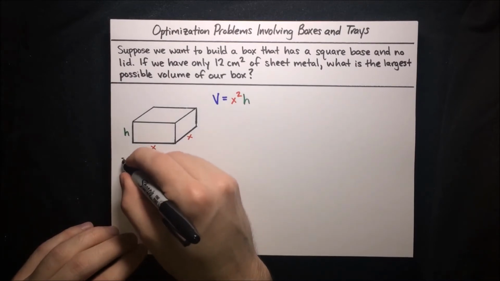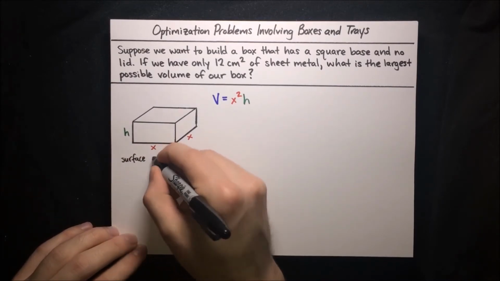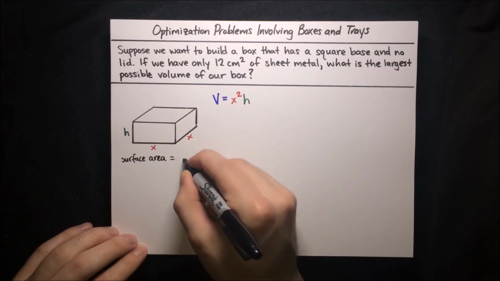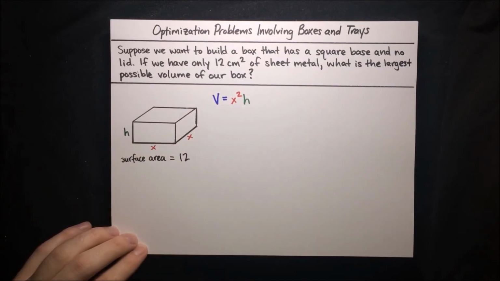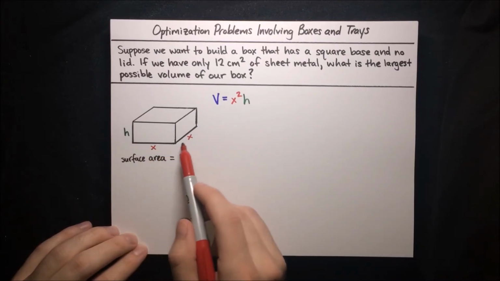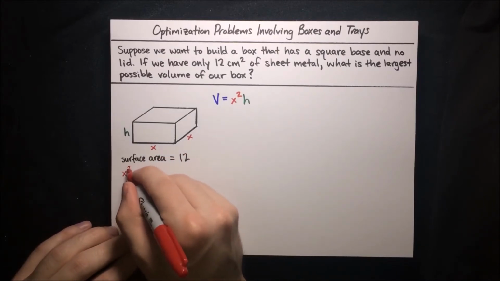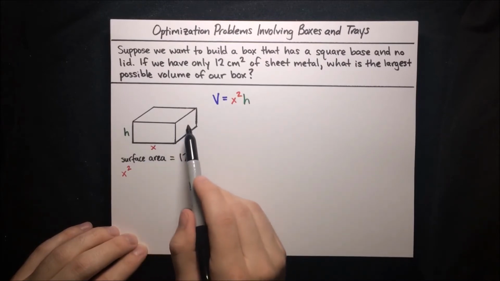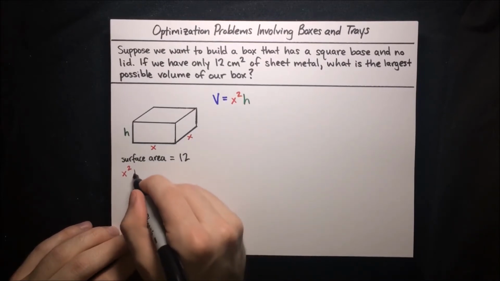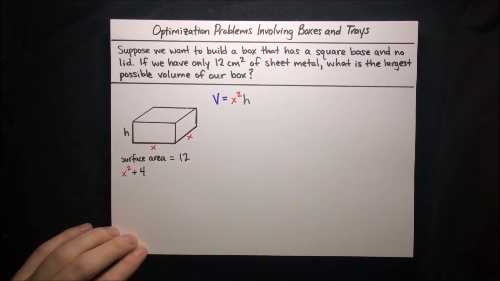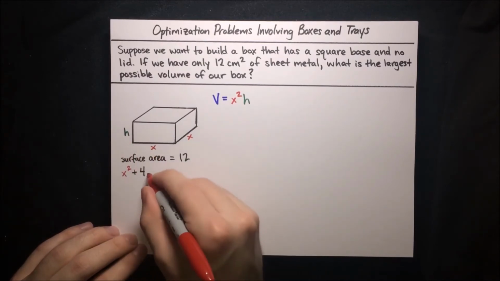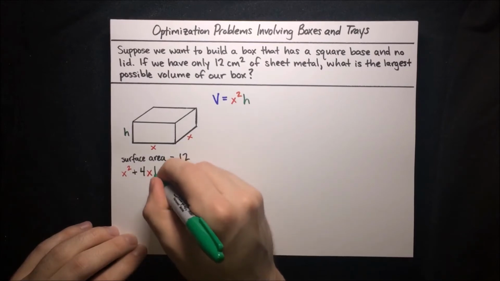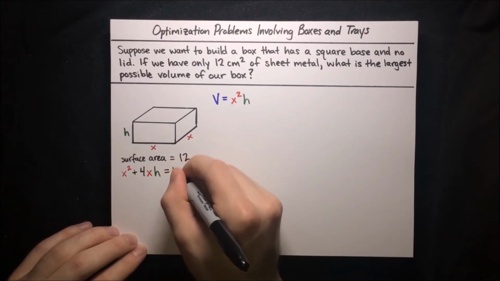So we have that surface area equals 12. And we can express our surface area in terms of x and h. First of all, there's the base of the box, x times x, so x squared is the area, and the box has no lid, so just a single x squared. And then there are 4 lateral sides on the box, a front, a right side, a back side, and a left side. So plus 4 times the area of each lateral side, which is x times h. So plus 4xh equals 12.